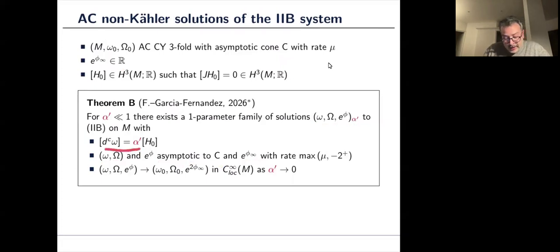These solutions are non-Kähler if alpha prime is non-zero because the cohomology class of the torsion H is a multiple of my chosen non-trivial cohomology class. And these are deformations of the Calabi-Yau solutions in the sense that when alpha prime converges to zero, these solutions converge back to the asymptotically conical Calabi-Yau structure.